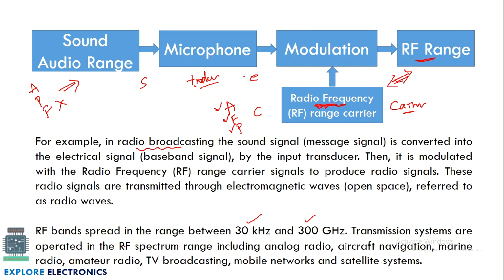Transmission systems operate in the RF spectrum range, including analog radio. It is used in aircraft navigation, marine radio, amateur radio, and also in TV broadcasting, mobile network communication and satellite communication, which are all wireless communication through air, where we are going to use RF.